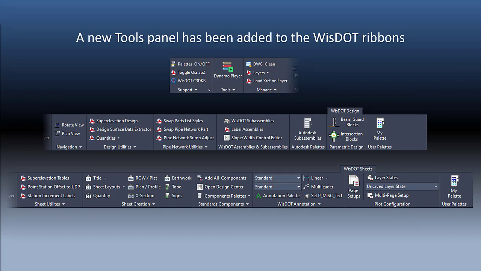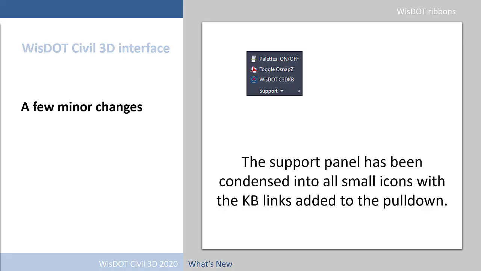A new Tools panel has been added to the WisDOT ribbons. It can be found on both the Design and the Sheets tab. It contains the Dynamo player and will be the future home to access custom WisDOT tools that may not be in the Dynamo player. The ribbons have a few minor changes.